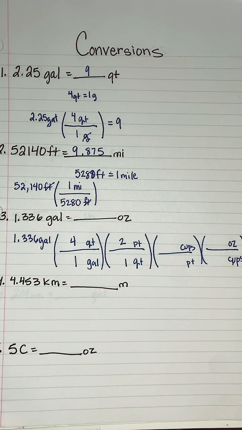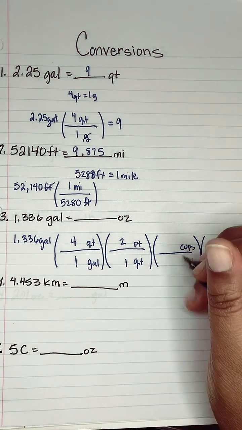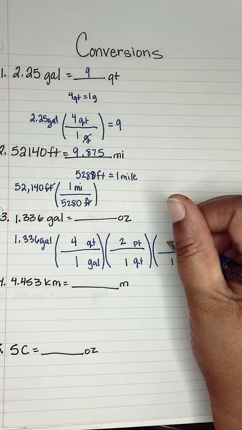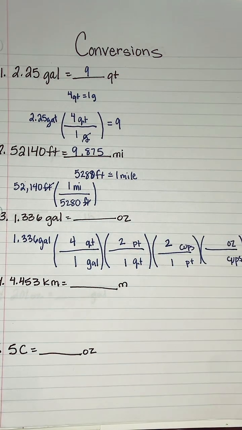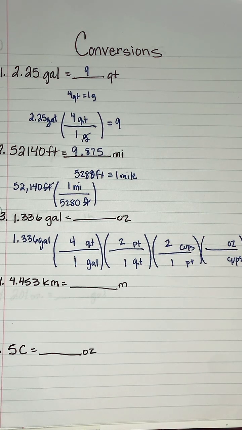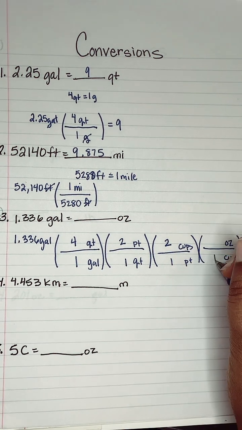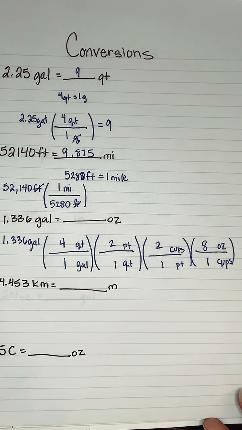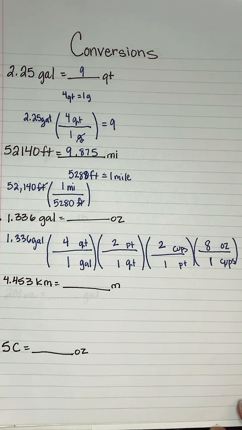Anybody know how many pints there are in cups? Somebody said 1. So there's 1 pint to 2 cups. Okay, so 1 pint is equal to 2 cups, and then 1 cup equals 8 ounces, right? They say drink a cup of water, you're going to get 8 ounces.